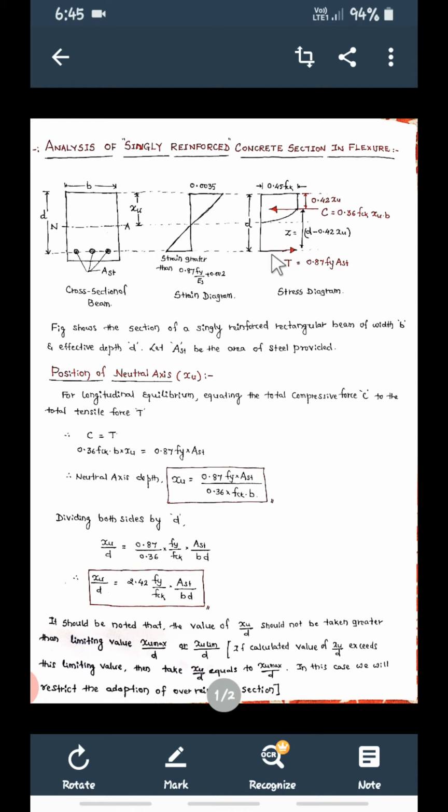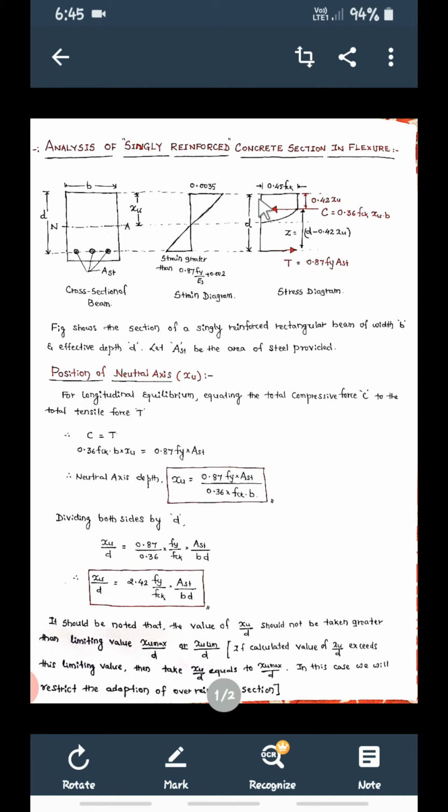Okay, and from the bottom, up to the tensile reinforcement, even though the concrete is here, the concrete will be neglected. Only the steel bars will be there, and the maximum stress in the steel bar will be like this.